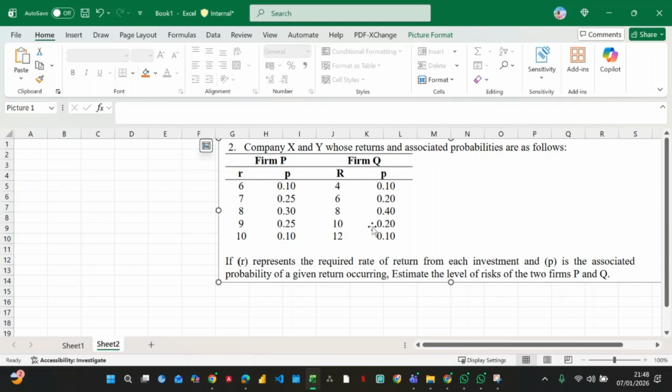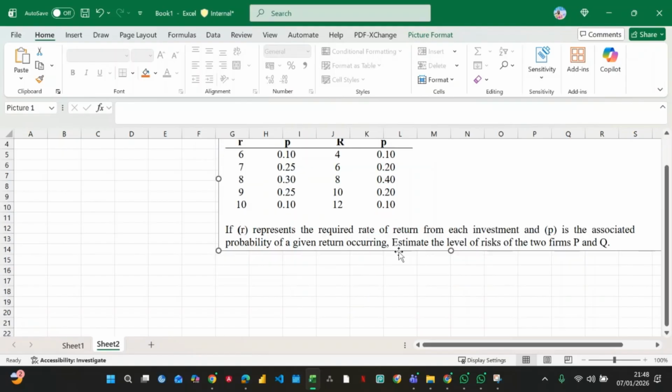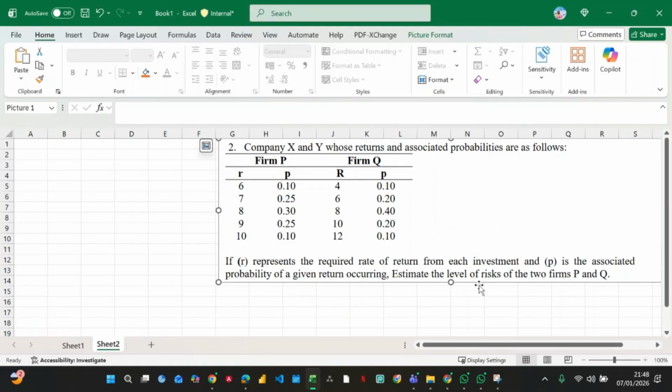This question is about risk analysis. They said you should estimate the level of risk of the two firms P and Q. So these are two different companies, right? What we're trying to do here is estimate the level of risk that these firms are going to have.